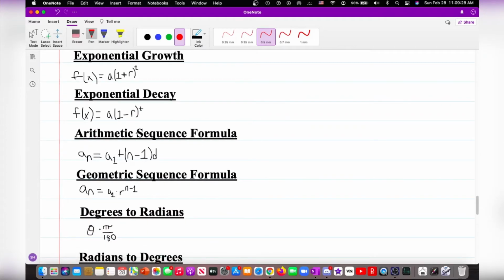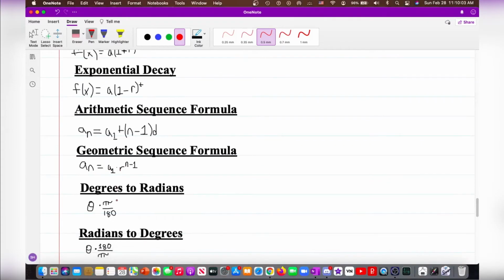Okay, arithmetic sequence and geometric sequence. These ones aren't as common, but there's still a chance for them to show up, so you should probably be prepared for it. So a sub n, the nth term, equals a sub 1 plus (n minus 1) times d. So d would be the difference, or how much they're adding by. Geometric sequence is a sub n equals a sub 1 times r to the n minus 1. I'll cover these more in depth in my later videos.